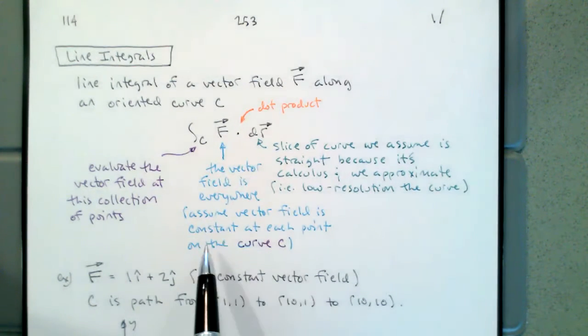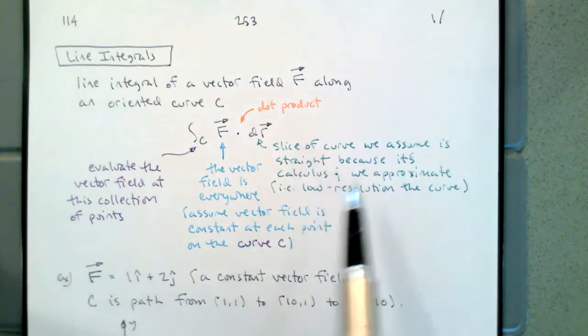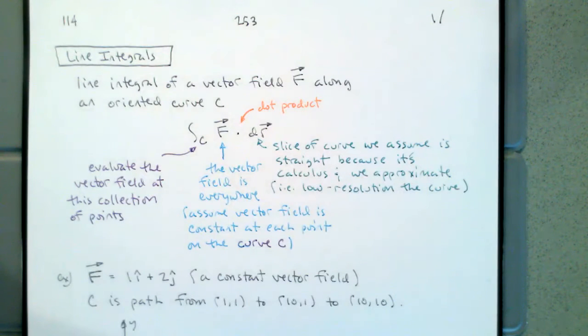We assume that the vector field is constant at each point on the curve C, because if we take these slices of the curve to be small enough, then the vector field is mostly constant. If you look close enough, everything is flat. If your piece of time is small enough, then nothing changes. Super slow-mo.